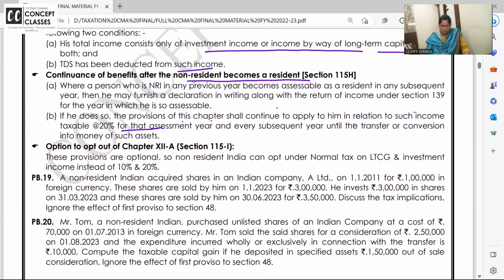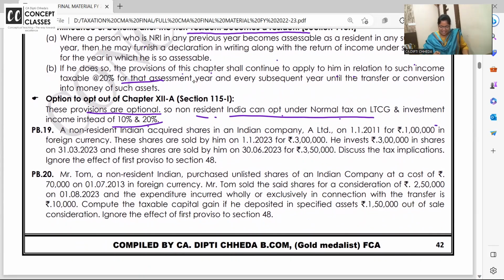These provisions are optional. So a non-resident can opt for normal long-term capital gain and investment income. Okay. All this scheme is optional. Today we will also read some mandatory schemes, but this one is all optional. Shall we work out the problems? Shall I say the gist?